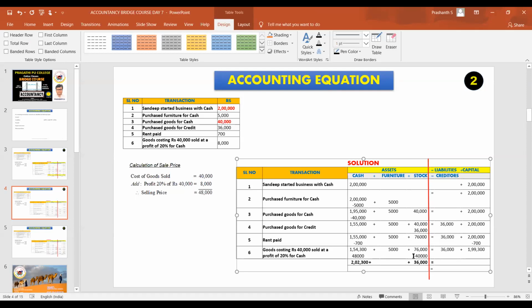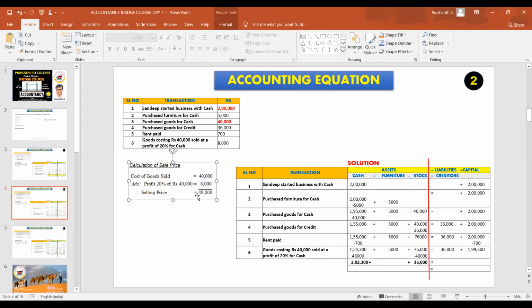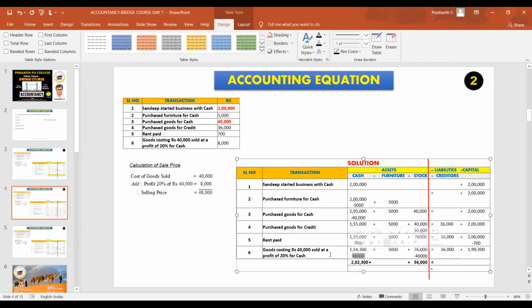Yes, sir. So please be clear. Why 40,000 minus here? Because in the statement they are telling goods costing rupees 40,000 sold at a profit of 20% for cash. That means 40,000 in the stock is gone. The selling price we are getting is 48,000, since I'm selling this 40,000 worth at 20% profit. So 48,000 should come here, added to the cash we already have, and the stock should be minus 40,000.